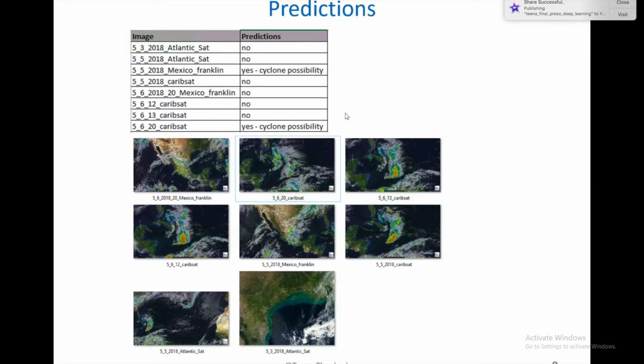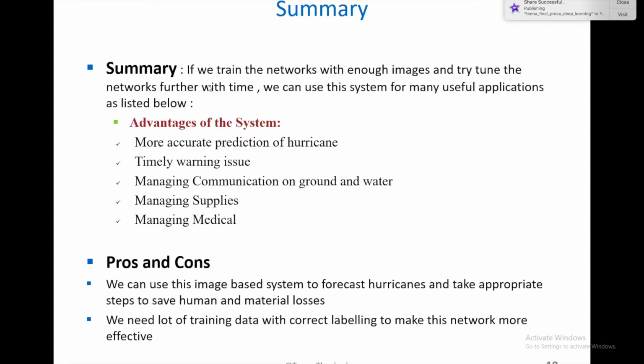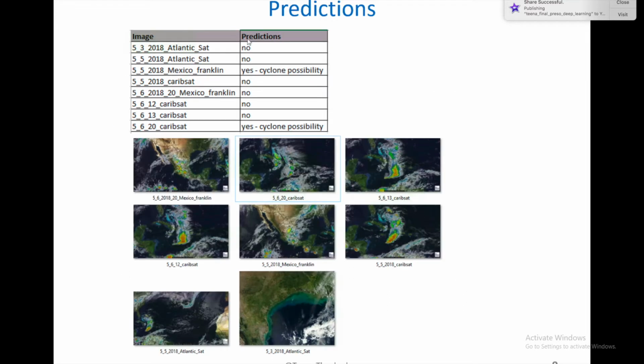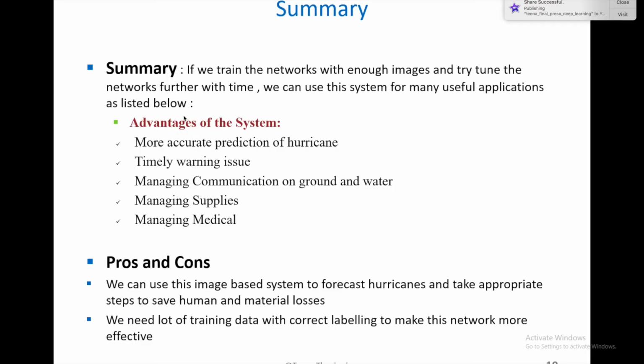These are the predicted outputs for different images that were passed, and we can see the Mexico satellites were showing some kind of cyclone for 5.5, and the Caribbean satellite pictures were showing some cyclone possibilities for 5.6. All the other Atlantic images and later Mexican region satellites and Caribbean region satellites were showing no cyclone possibilities.